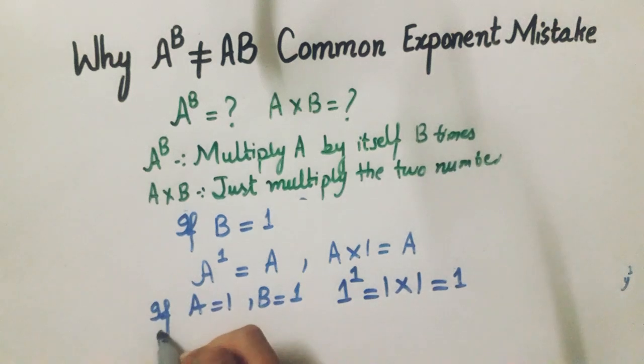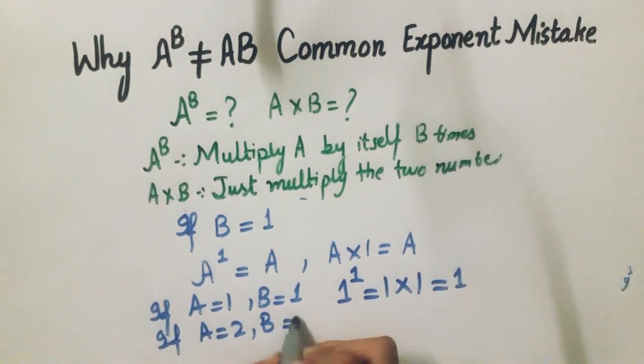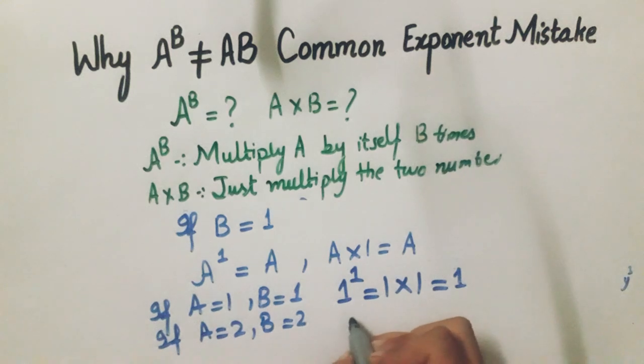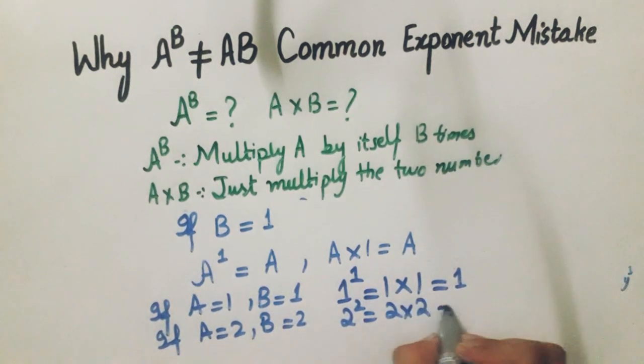Now there is another case, if a equals 2 and b also equals 2. So let's see what will happen. 2 raised to power 2 means 2 multiply 2, that equals 4. But they are the rare cases only on which this equation is satisfied. But in general, this equation cannot be satisfied.